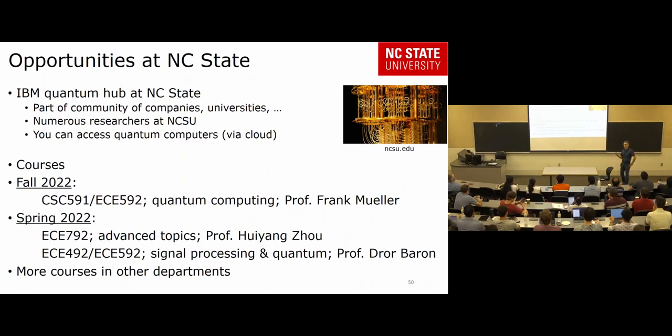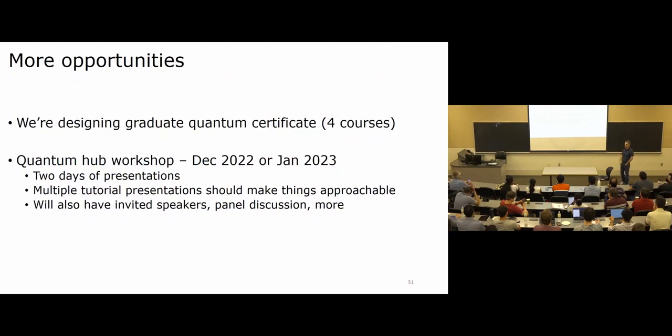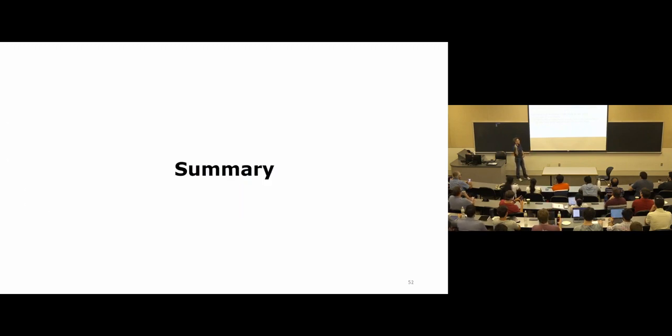And there are other departments that have more courses, and in light of that, we are trying to design a quantum graduate certificate where you'll take 4 courses and get a certificate. These 4 courses will be structured in a way that they make sense and work together. We're also working on a Quantum Hub workshop, which will probably be in December or January. It'll be 2 days of presentations. For those of you who have less background, there are going to be multiple tutorial talks, probably a total of 5-6 hours of tutorials, and that'll allow you to understand the remaining presentations. There are also going to be invited talks, poster sessions, roundtable discussions, the works. So you're invited and stay tuned.